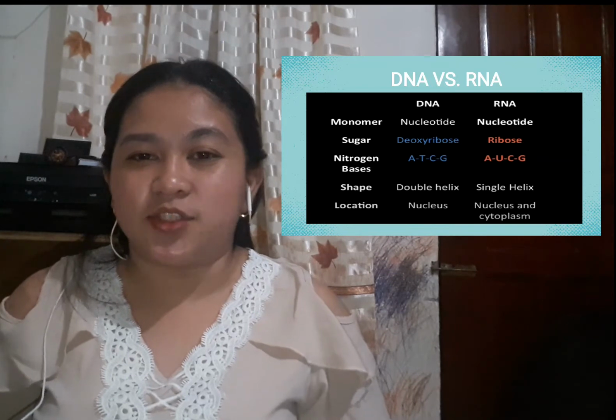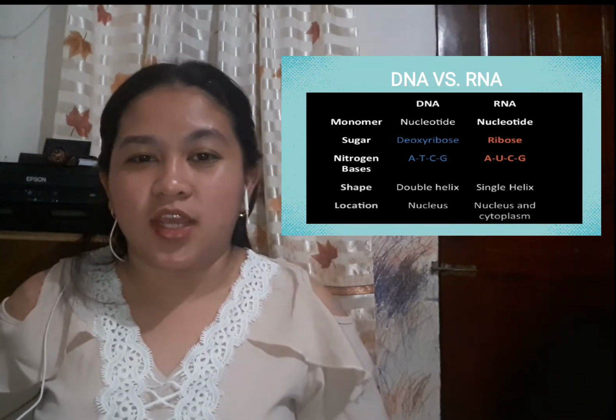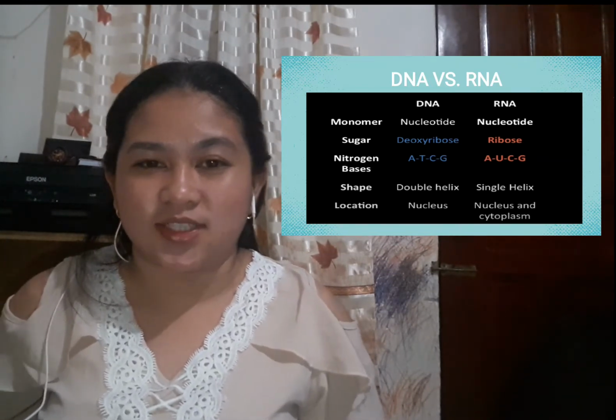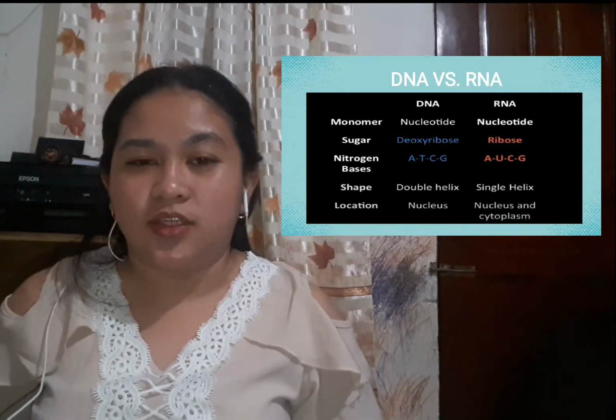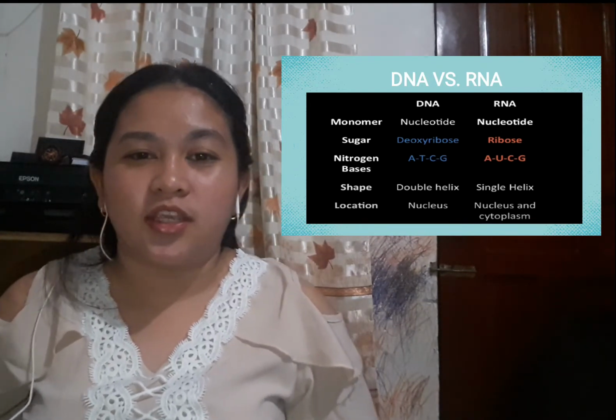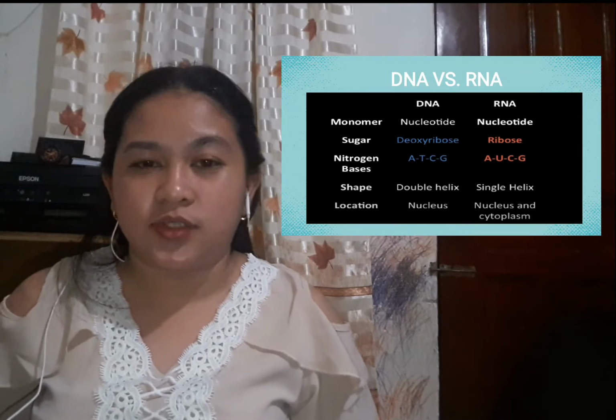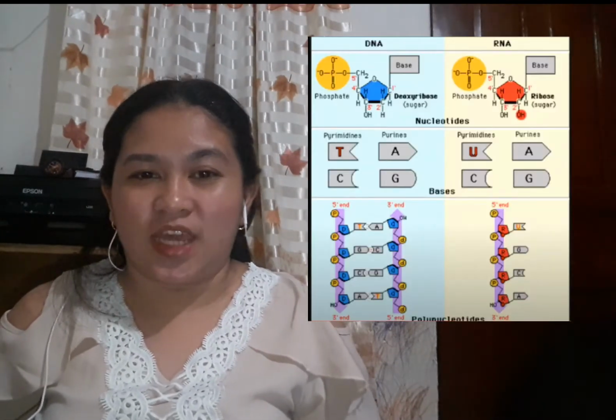DNA is a double helix, while RNA is a single helix. DNA is located in the nucleus. On the other hand, RNA is located in the nucleus and cytoplasm. So here's the overview of what they look like.